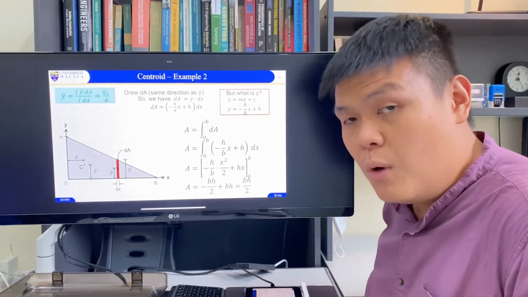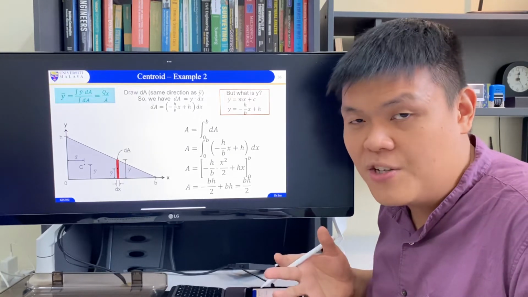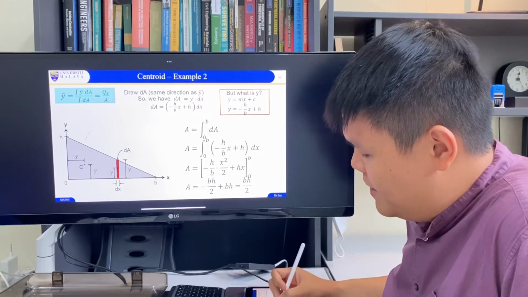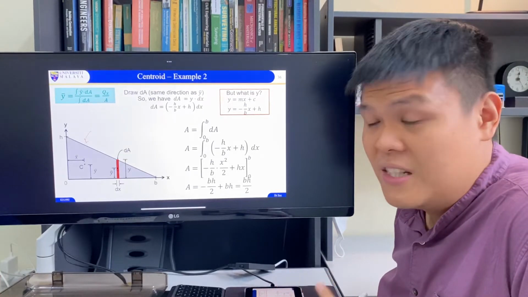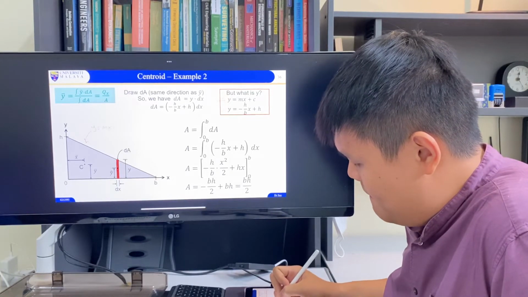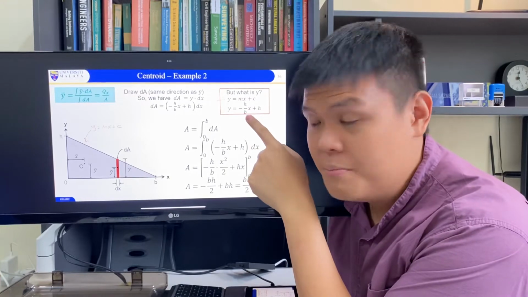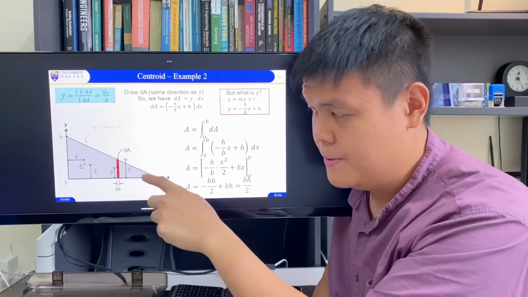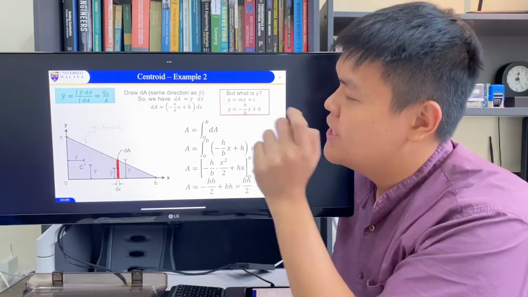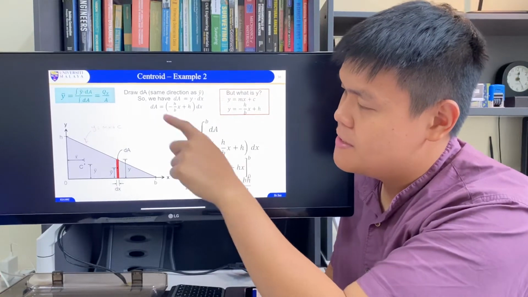But what is y? In the previous example, where it's a rectangle, y is just h because it's a straight line. But now we have a slope here, so we need to use the line equation, y equals mx plus c. m is the gradient, minus h over b. It's minus because it's going down, and h is the y-intercept, which is here. So you put that in there, and you put it back in here. So dA is equal to this.